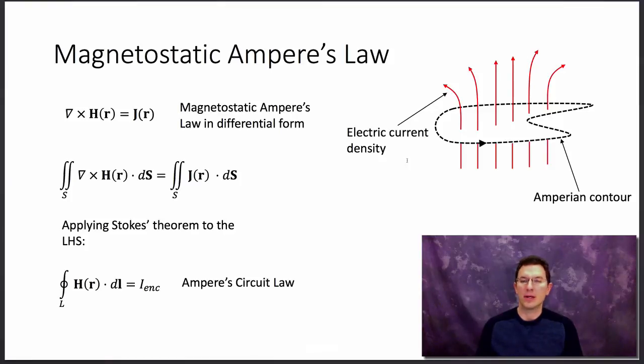So what this is saying is if I have some electric current density that flows through a surface bounded by a closed path like that, then if I integrate the magnetic field all the way along that closed loop, I will obtain the total current flowing through that loop, essentially. This loop is called an Amperian contour, or a closed contour.